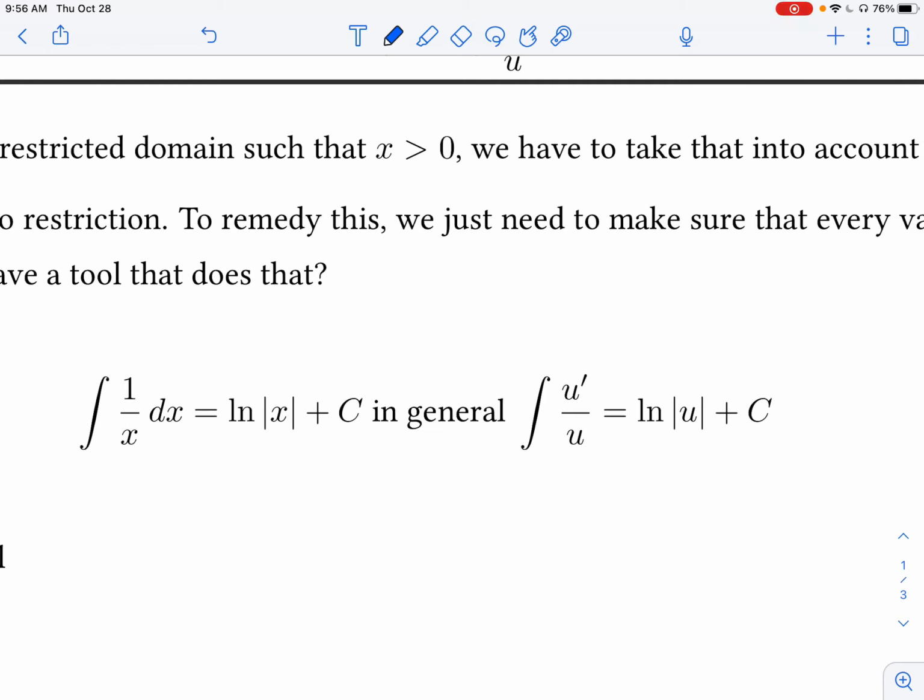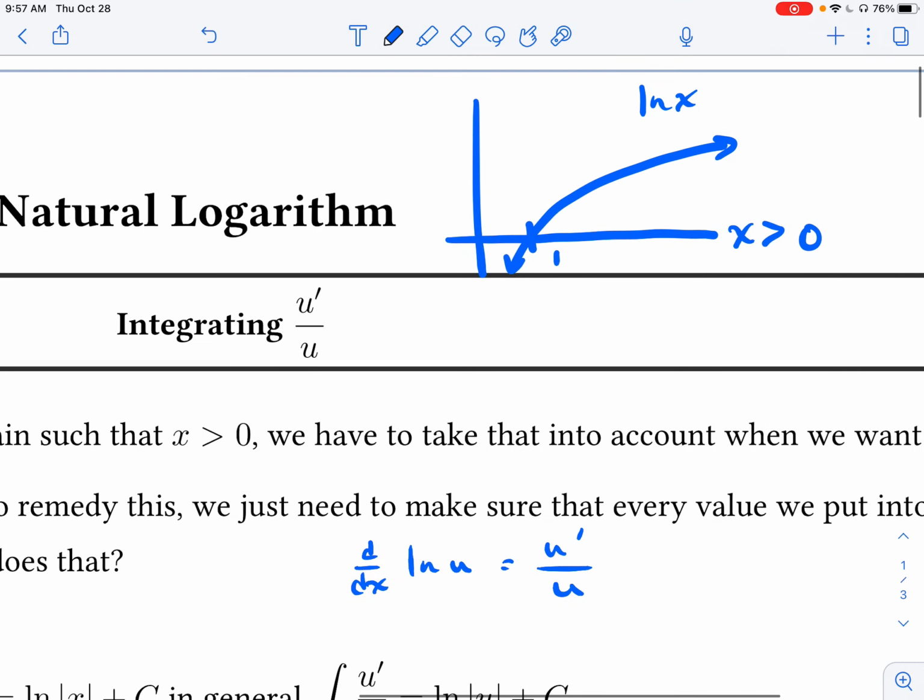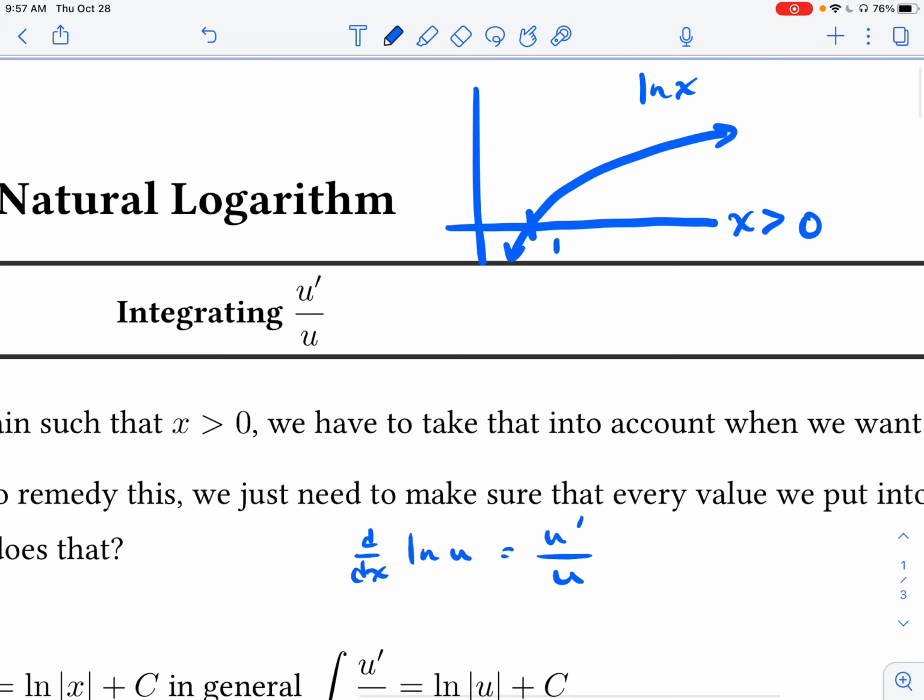And in general, just in the same way that we said that the derivative of the natural log of u was equal to u prime over u, where u is some function, if we go back the other way, the integral of u prime over u has to be the natural log of the absolute value of u. Again, this is just to ensure that our natural logarithm takes into account its natural domain restriction, where we're only taking the natural log of positive arguments, because the natural log function can only evaluate positive arguments.